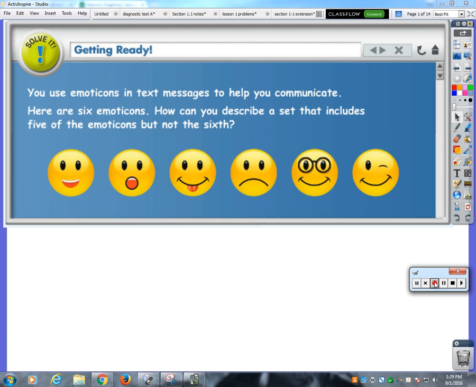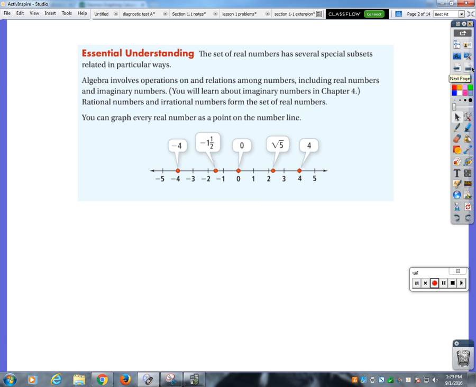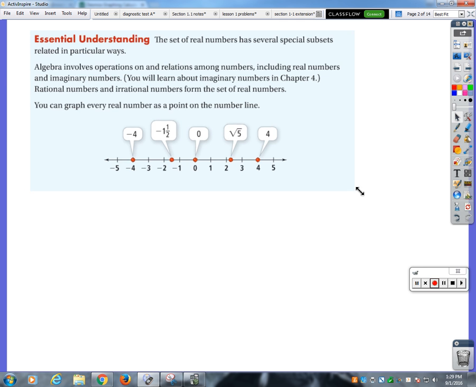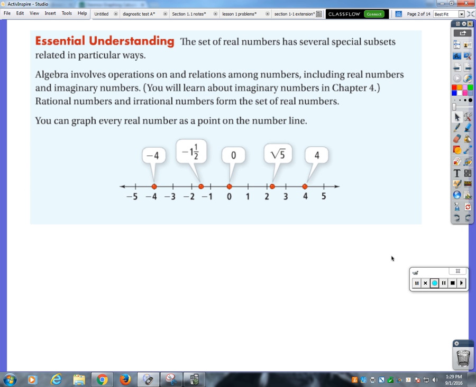All right, good deal. So what we're going to do is talk about being able to describe groups of things in different ways. And of course, the group of things that we're mostly going to be describing in this class would be what? Numbers. Yeah, okay. So we're just going to do a quick little review of all of the different types of numbers that there are.